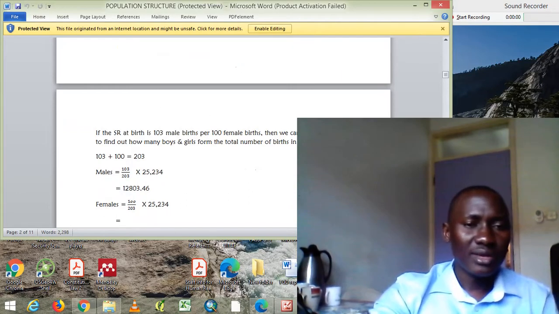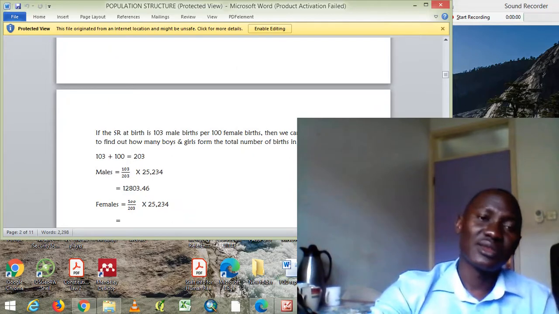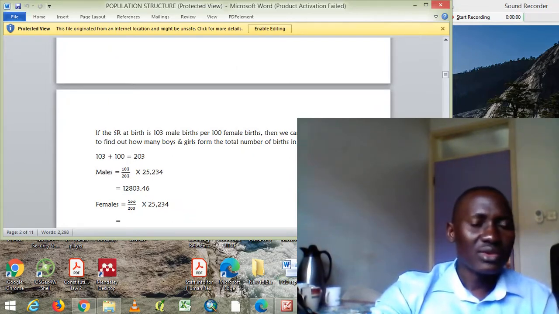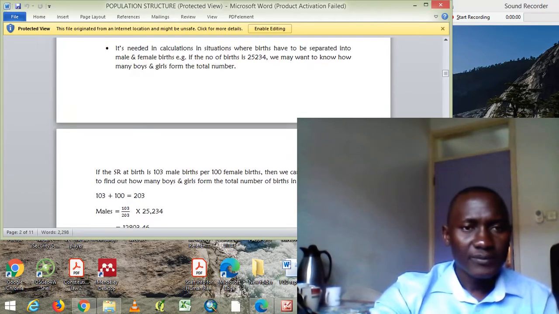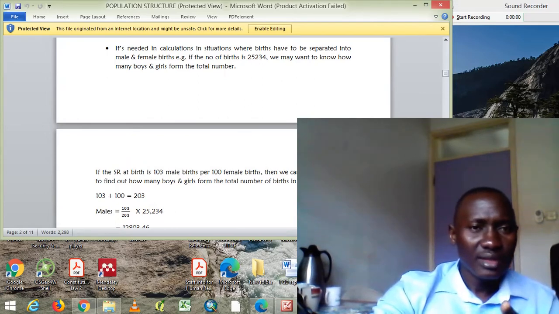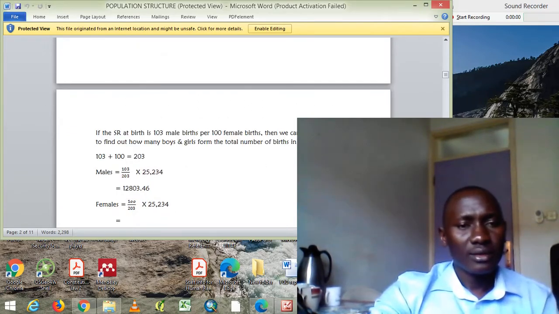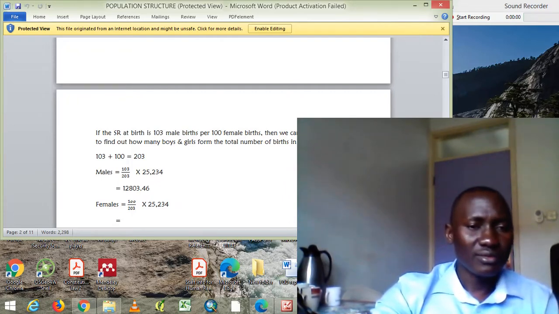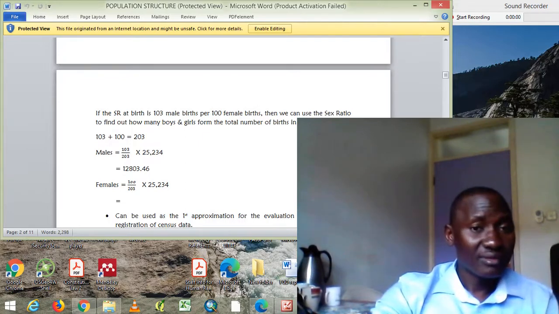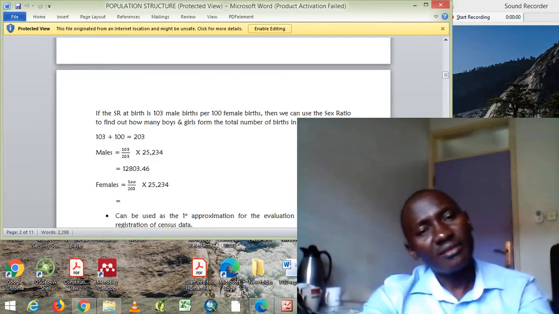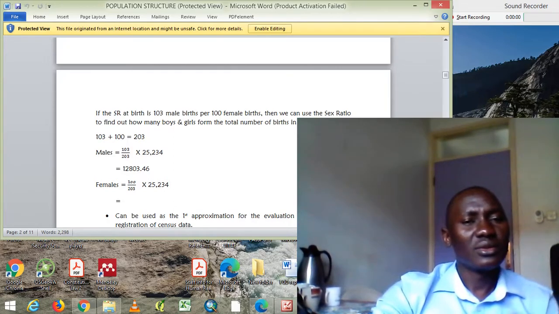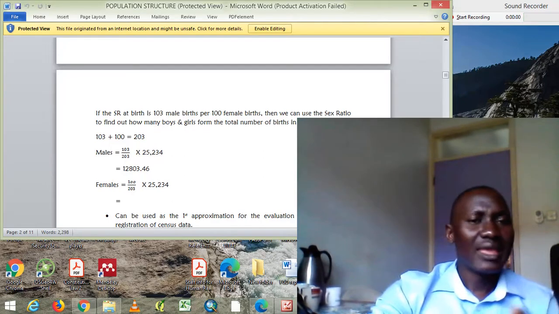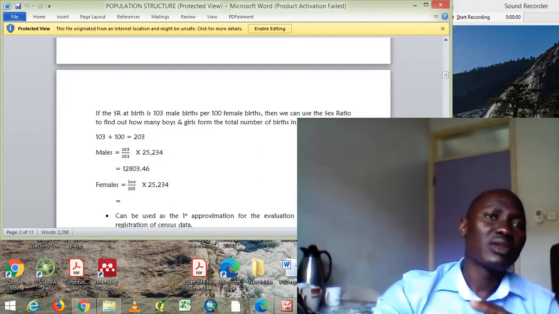For example, we get 103 plus 100, which is equal to 203. That is the total. So we get 103 over 203 times the total number of births, which you have already mentioned earlier up here, and the answer will become 12,803.4. So those are the number of male children. Because the 103 and 100, those figures are what we call a measure, like a sample. It's not the total birth.